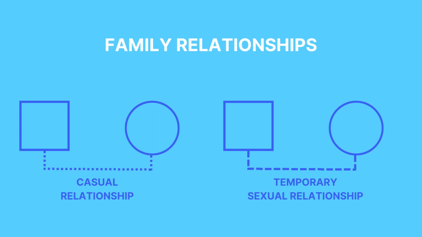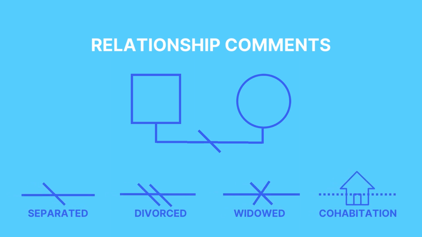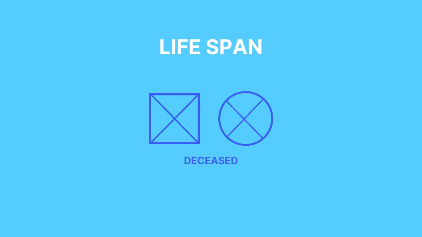Here are some examples of what lines are used to show the type of relationship that exists between the two shapes. We also have relationship comments. By putting a dash through the lines, it acts as a commentary to depict what state the relationship is in. We also have lifespan, where if you put a cross through the shape, it shows whether the person is deceased or not. You can also put their age, birth year, and death year.